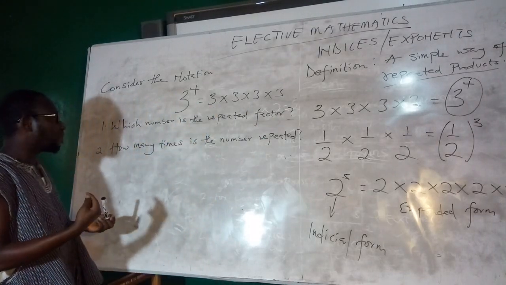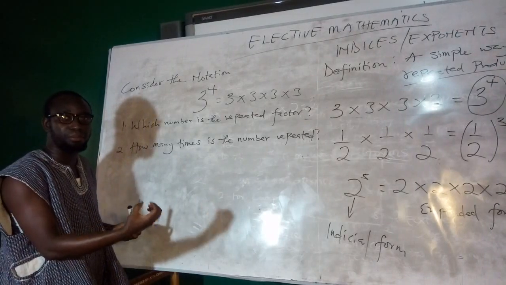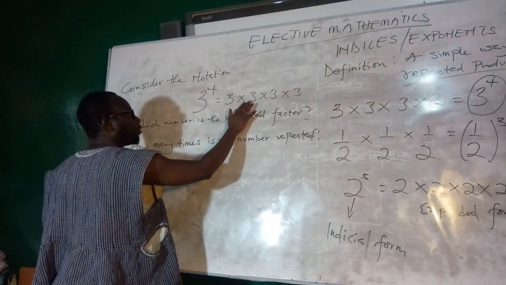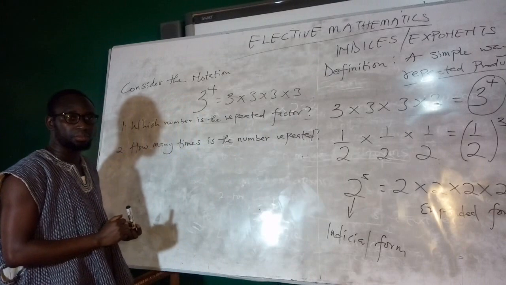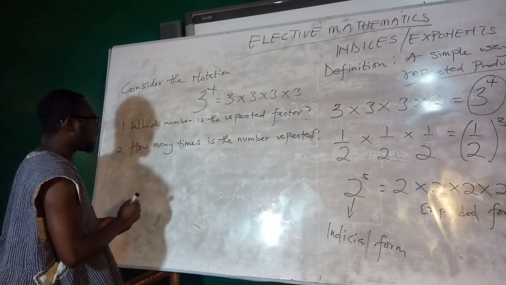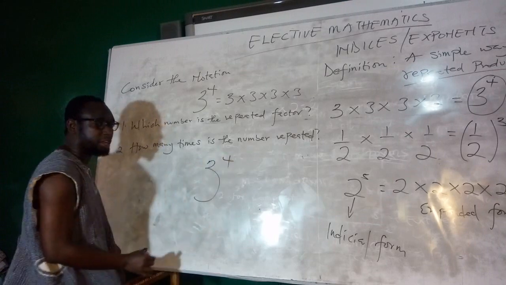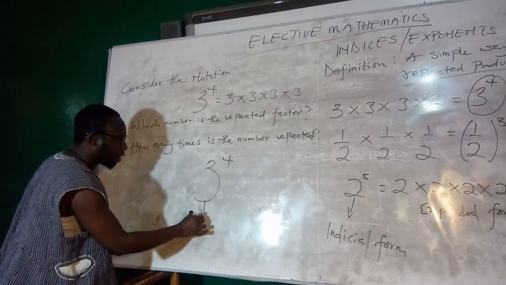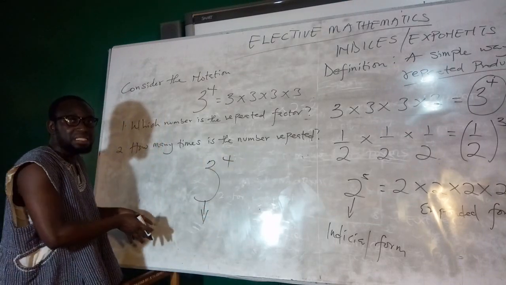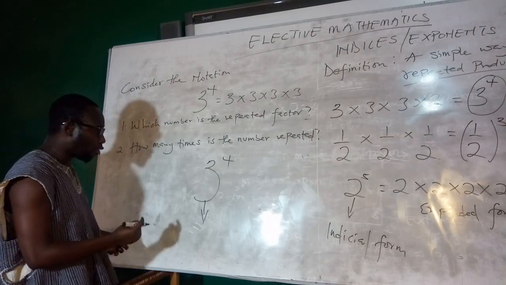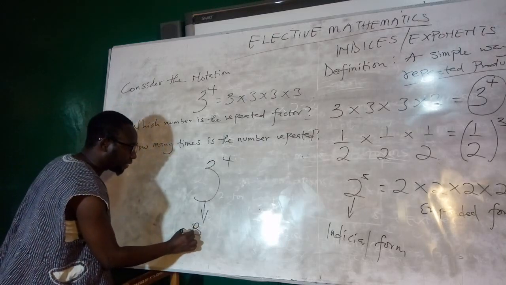Now the second question, how many times is the number 3 being repeated? So we count 1, 2, 3, 4. So we can therefore state that when we write a number 3 with a superscript of 4 here, this number, which is our repeated number, forms the basis of the multiplication. So we are going to call such a number the base.